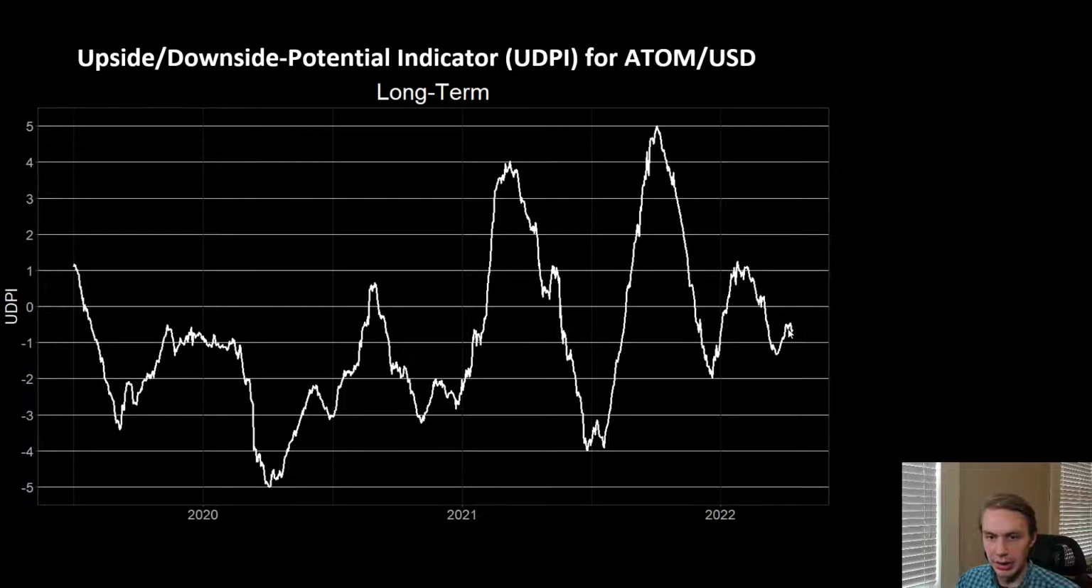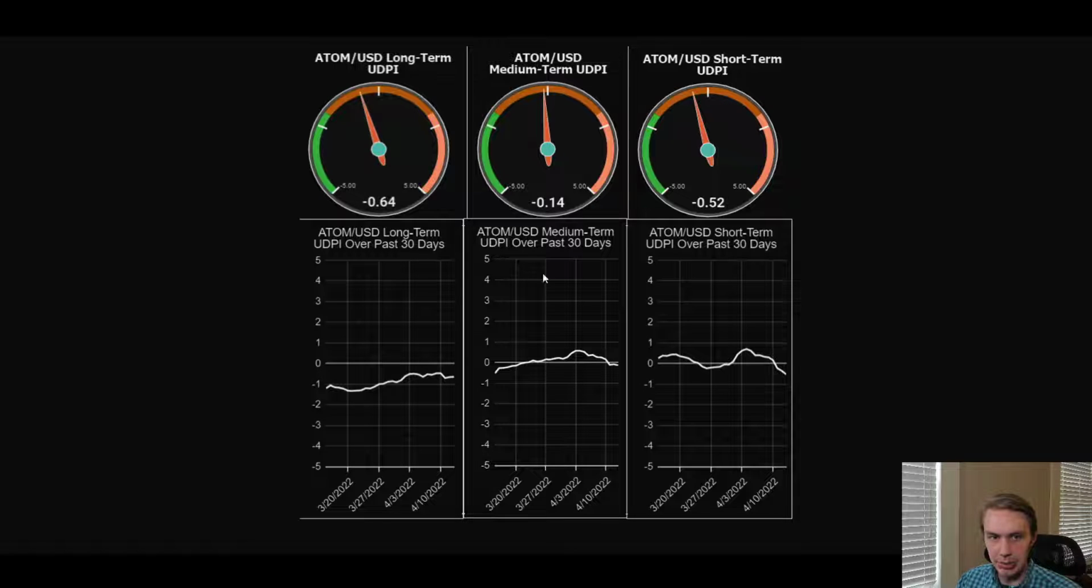I think it's probably unlikely that Atom can go crazy while Bitcoin is dumping, for example. But this is a structure in the UDPI we like to see. And so we'll have to wait and see what happens over the coming months, especially if the broader market can remain bullish. I see no reason why this upside potential could not be in play in the coming months. Something we'll have to watch and see what happens.